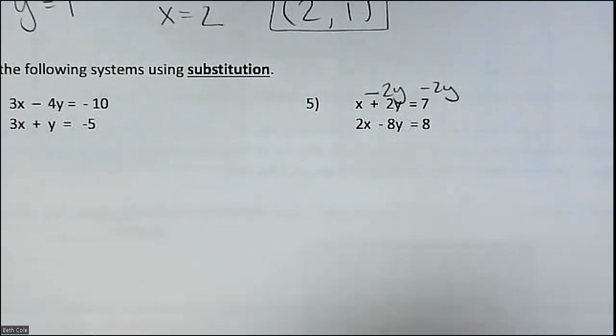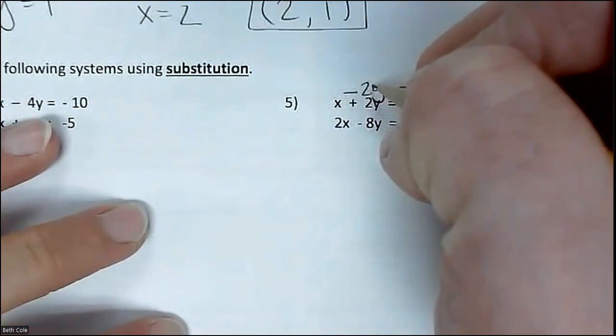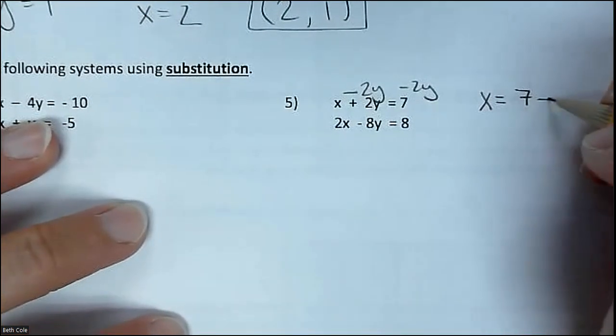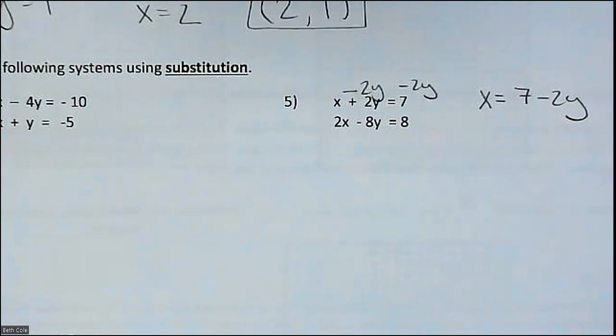You want the x completely by itself. So that would give you x equals 7 minus 2y. We just isolated the x. Isolate means get by itself. Why did I do that?